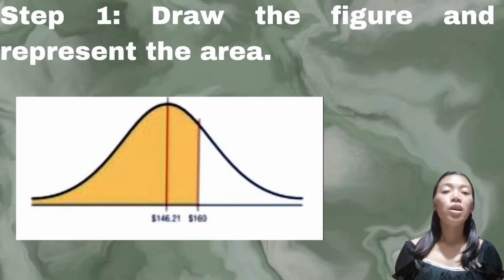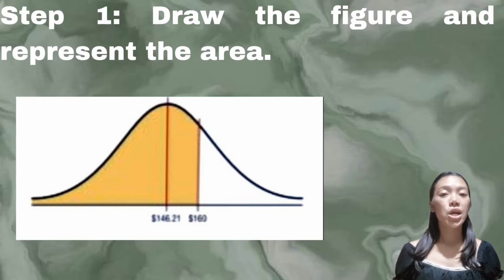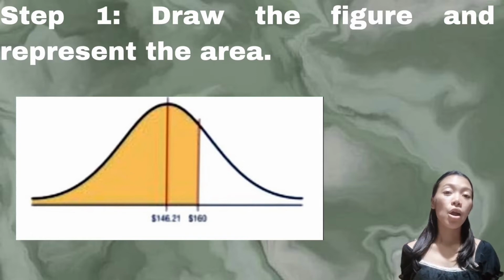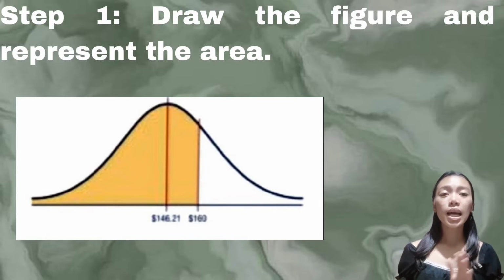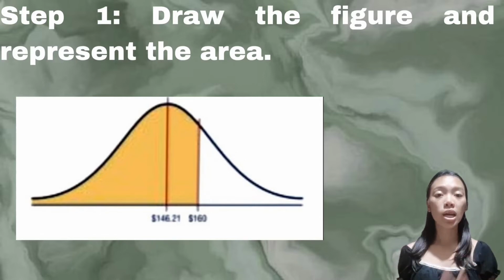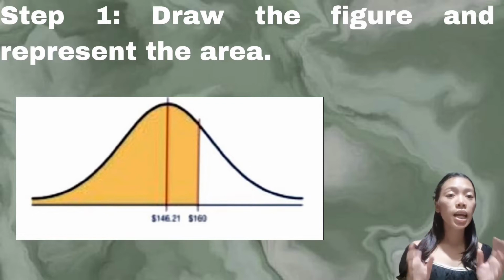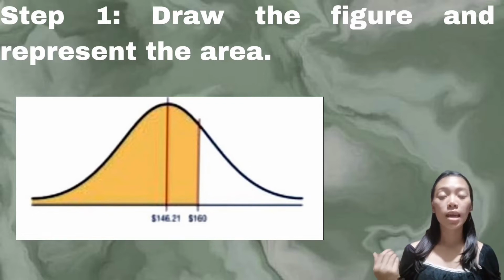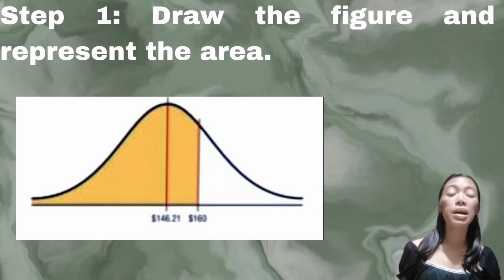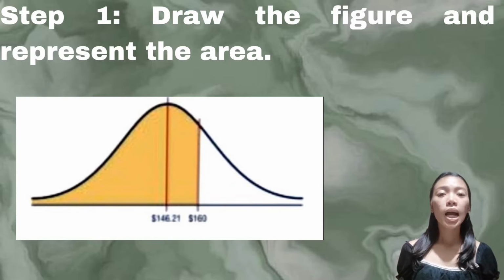Step 1. Draw the figure and represent the area. So, in this part, class, we will sketch the normal curve that represents the area. We can see that the middle line in the sketch represents the mean. Then the line on the right is x. The x is on the right because it is positive. And the shaded part is the area that we are looking for.